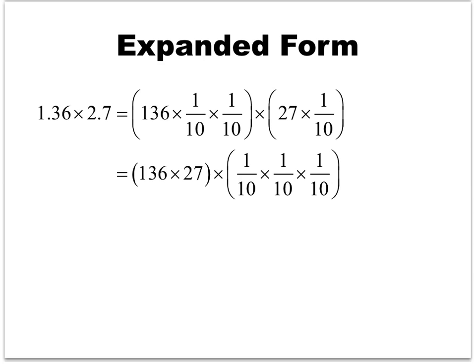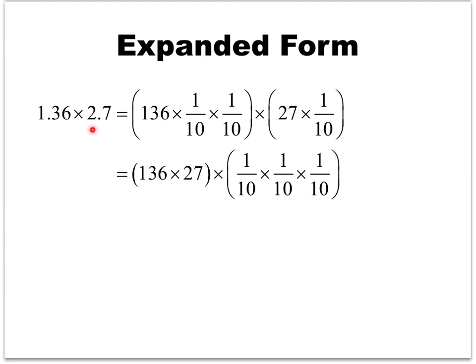So let's apply this idea along with the associative and commutative properties to further explain the common algorithm. So let's look back at this problem that we just did, 1.36 times 2.7.